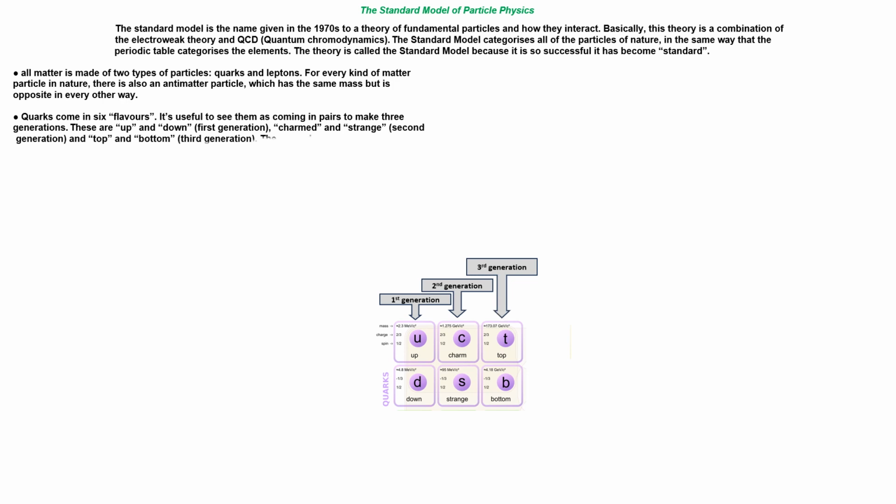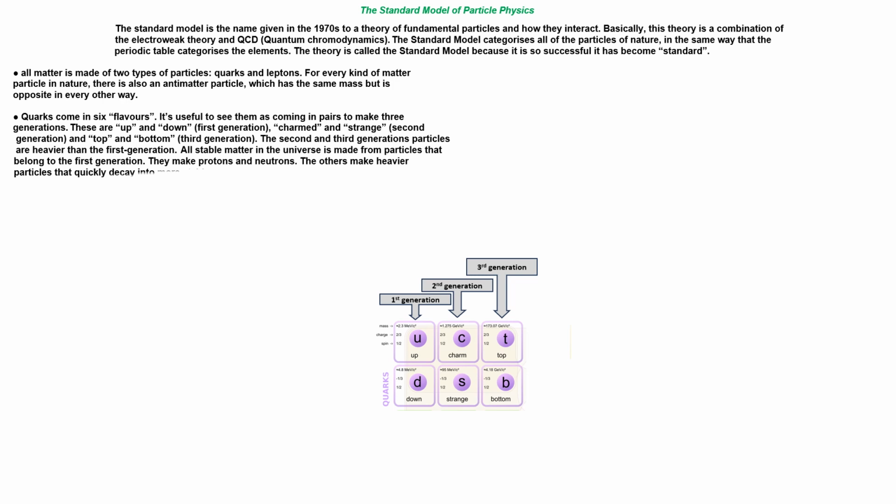The second and third generation particles are heavier than the first generation. All stable matter in the universe is made from particles that belong to the first generation. They make protons and neutrons. The others make heavier particles that quickly decay into more stable ones.